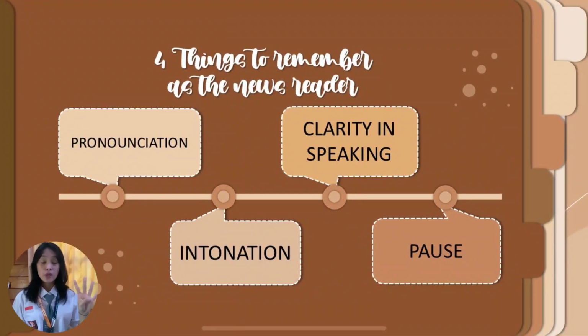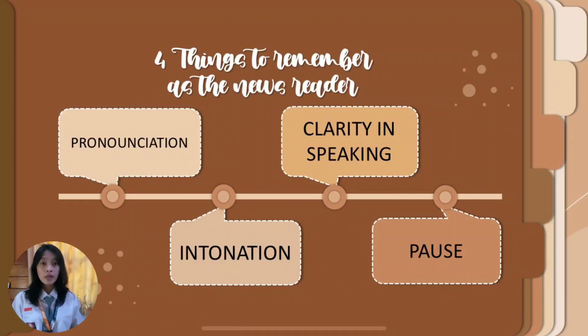There are 4 things to remember as a news reader. Number 1, pronunciation: the way in which a word is pronounced. Make sure to read it clearly and understandably. Number 2, intonation. Intonation is the rise and fall of the voice in speaking. Make sure to read it with good intonation.